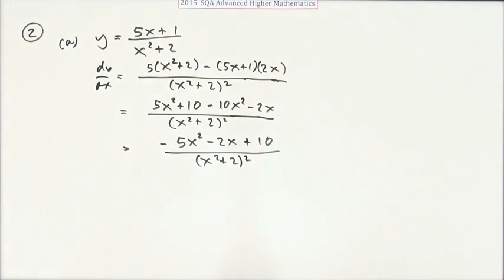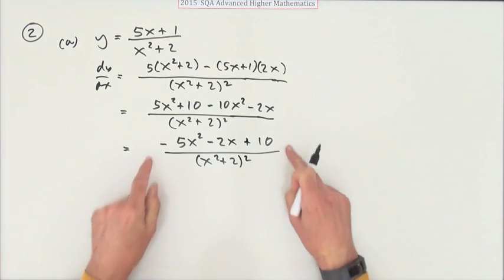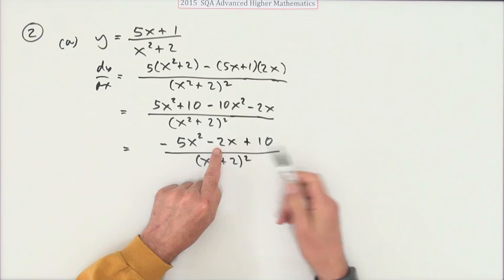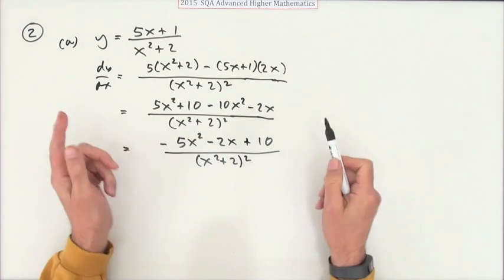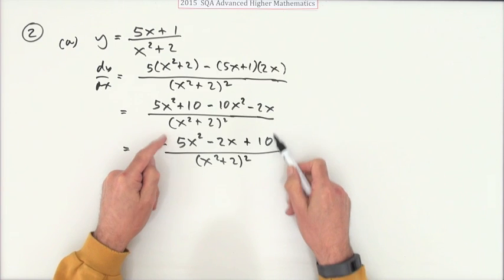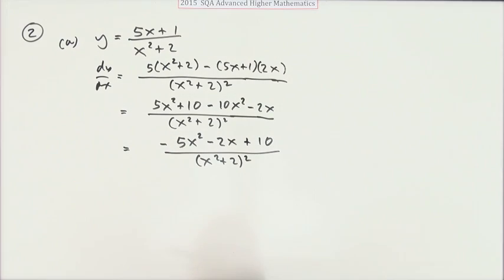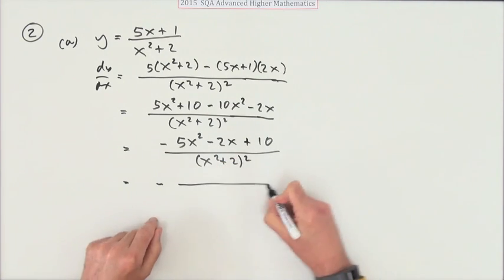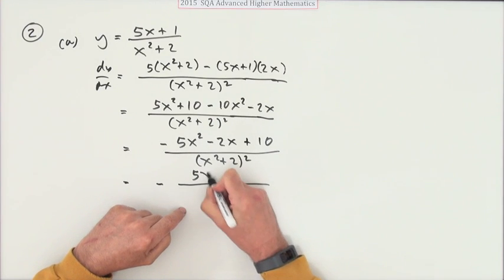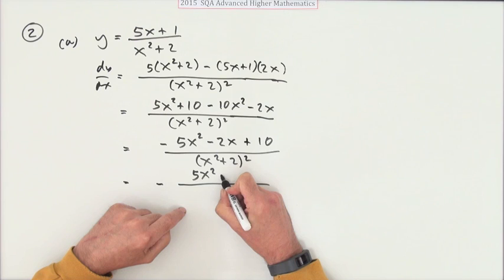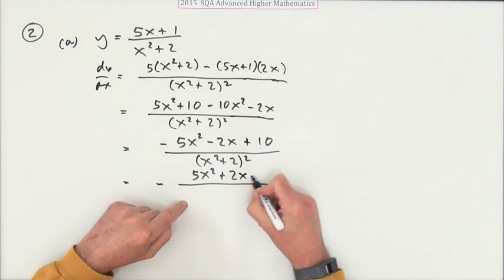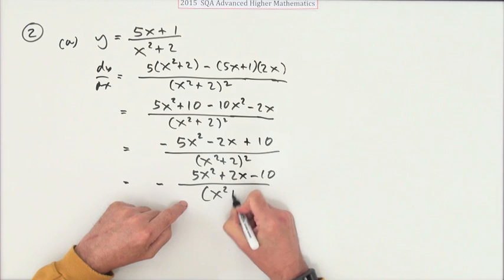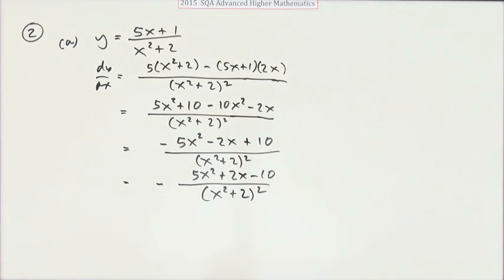I don't see where the simplification comes in, unless that's all they mean. 4 plus 200, 204, that's not a perfect square. The top doesn't factorise. Don't know. Only thing I could do with that is make it a bit neater by taking that negative out. So it goes 5x squared plus 2x minus 10 all over x squared plus 2 squared. There we go.